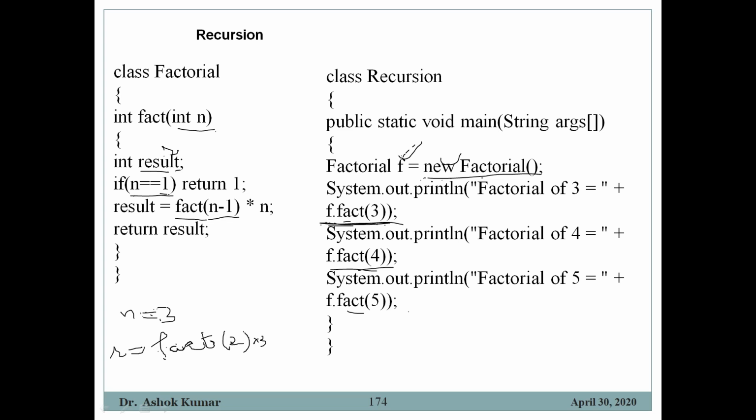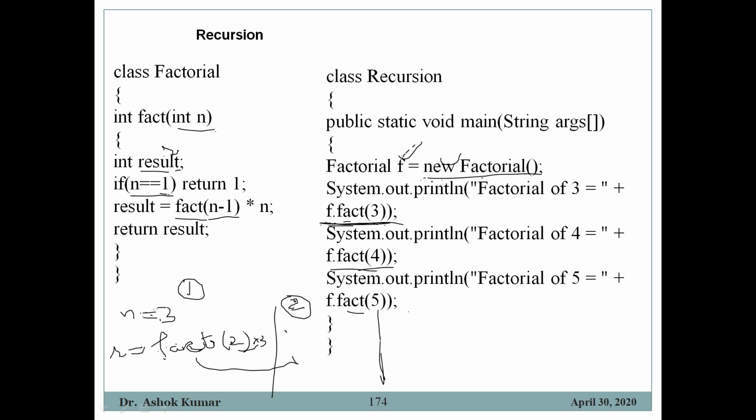So the second copy of fact will be called. This is the first copy of the fact function, and when a function is called, the current status of the function is saved on the stack. Its execution will stop temporarily and it will call itself again. The second copy of the same function will start executing. This 2 will be passed to this n again.